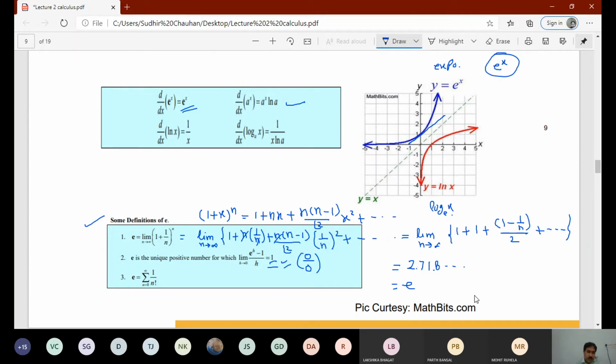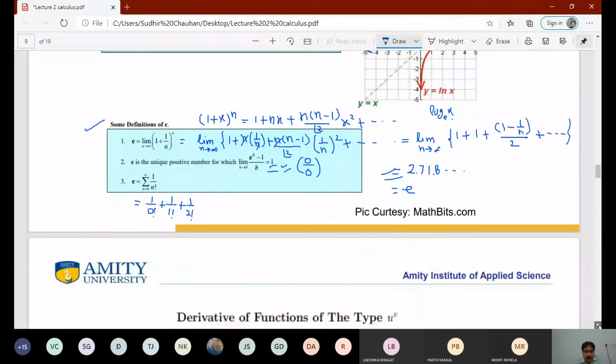e can also be written as sigma n from 0 to infinity 1 by factorial n. So we put the values, that is 1 upon factorial 0, that is 1, plus 1 upon factorial 1, plus 1 upon factorial 2, and so on. So we get this value, that is 2.71828. So it is equal to e again.